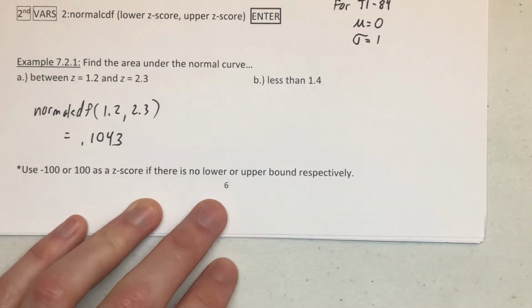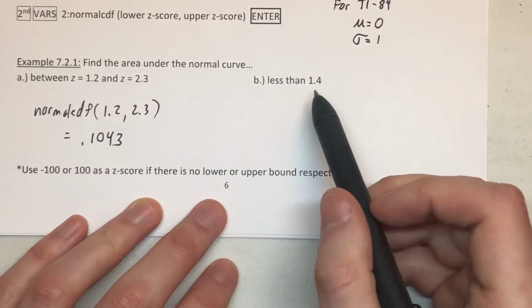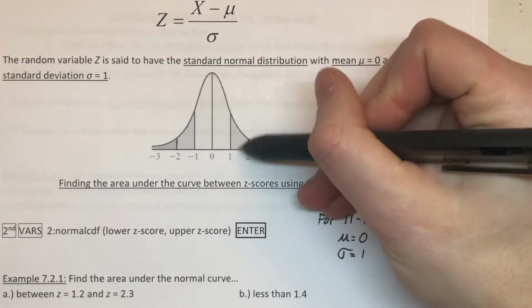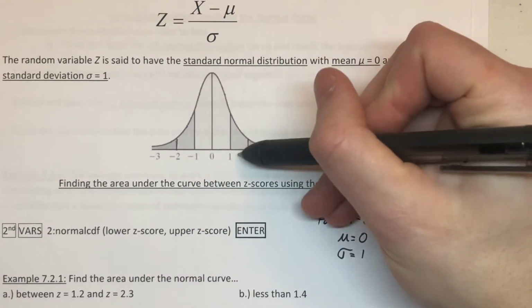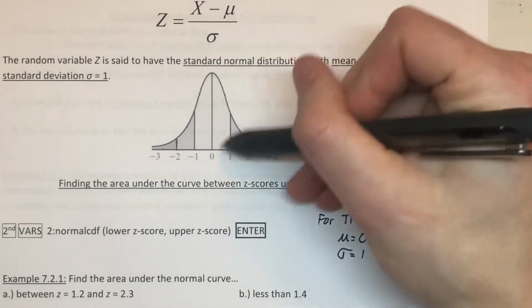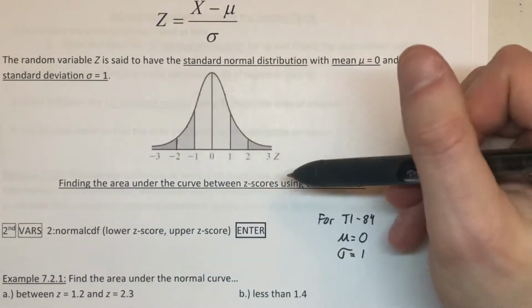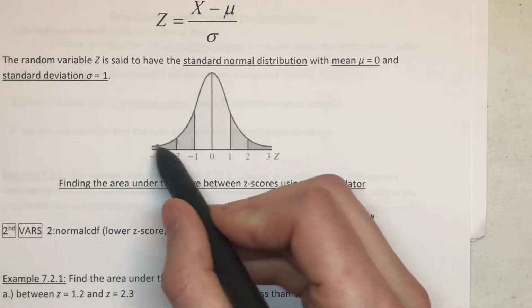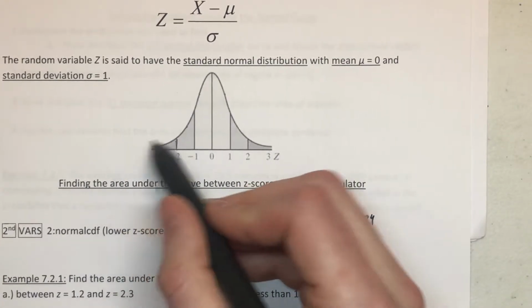Now, the next one says less than 1.4. We're not drawing pictures yet, but we will on the next page. But think about what that means. Let's go back up to this graph real quick. 1.4 is over here somewhere. So less than 1.4 would be shading everything under the curve to the left of 1.4. The problem is we don't stop at -3, because this curve technically keeps on going forever.